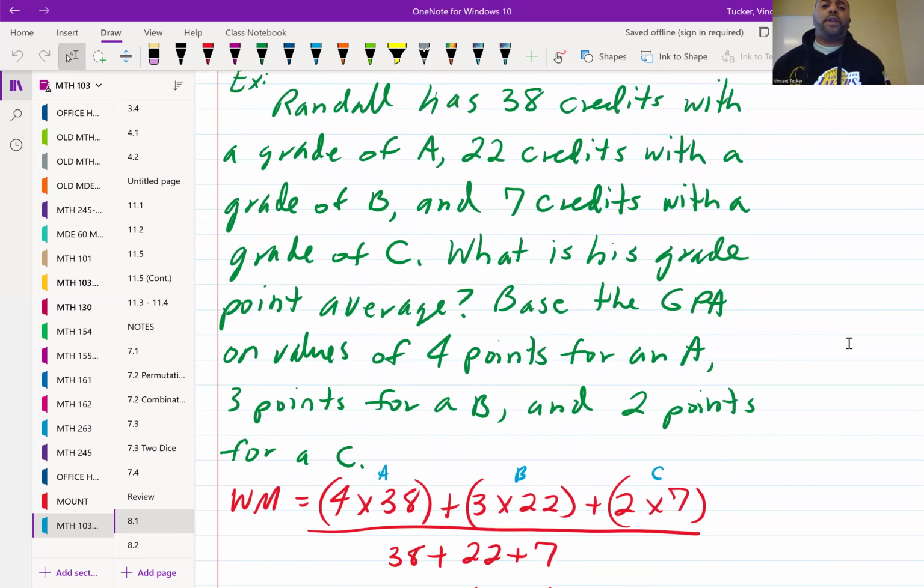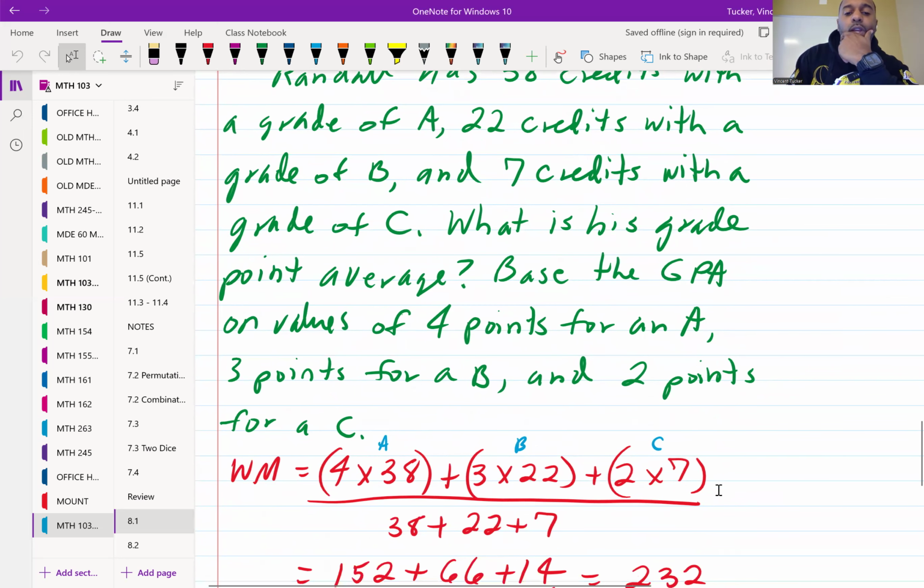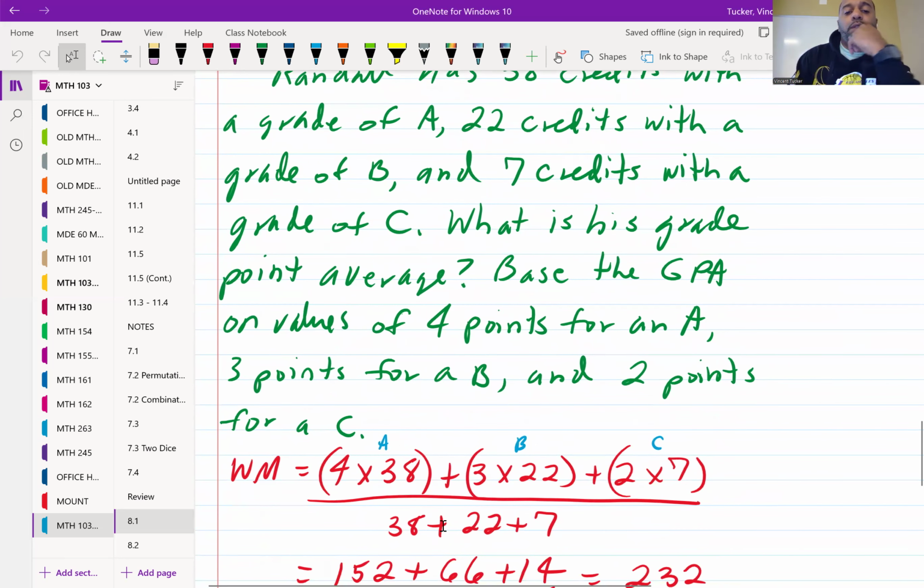So once again, 38 credits as an A, 22 credits with the B, and then 7 credits with the C. So you see how to break it down. We know that 4 points go to an A, 3 points go to a B, and then 2 points go to a C. So those 38 credits are being multiplied by 4, 22 credits being multiplied by 3, and then 7 credits being multiplied by 2. And then on the bottom, we have all of the credits added.